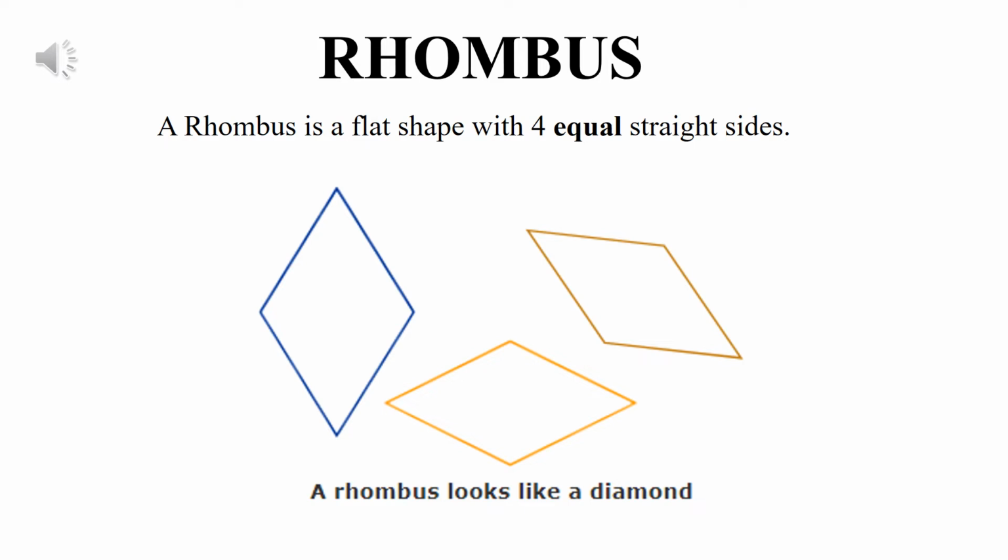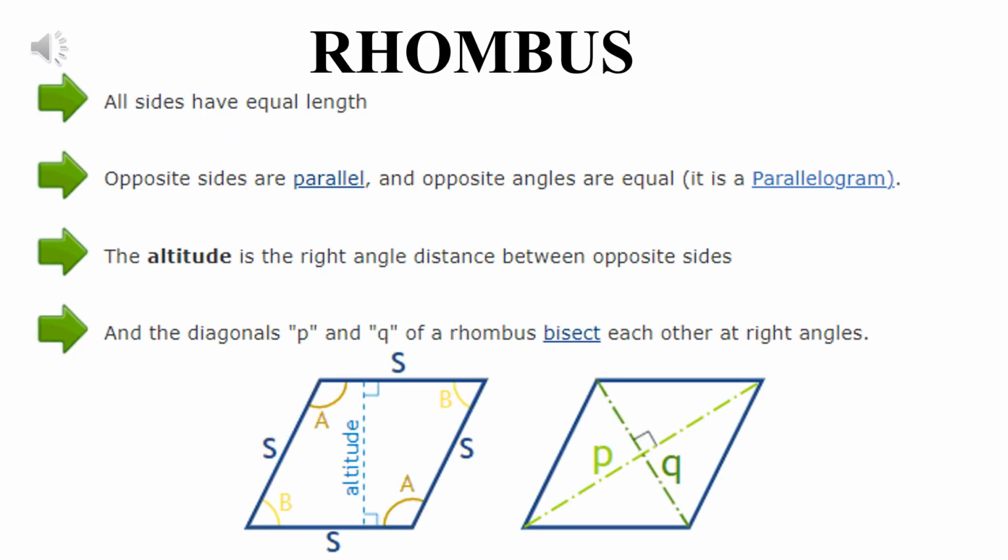Rhombus. A rhombus is a flat shape with four equal straight sides. A rhombus looks like a diamond. All sides have equal length. Opposite sides are parallel, and opposite angles are equal. It is a parallelogram. The altitude is the right angle distance between opposite sides, and the diagonals p and q of a rhombus bisect each other at right angles.